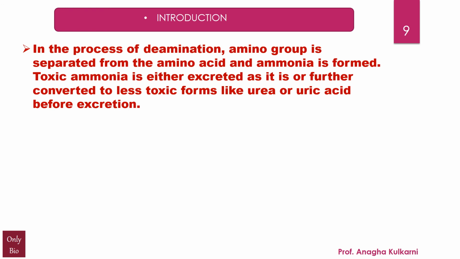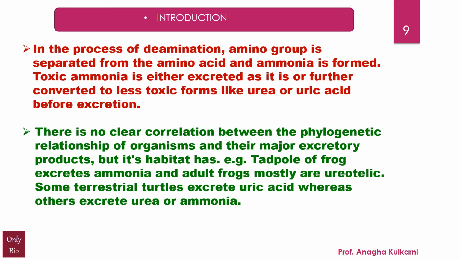There is no clear correlation between the phylogenetic relationship of organisms and the major excretory products, but habitat has. Example, the tadpole of a frog excretes ammonia and adult frogs are mostly ureotelic. Now friends, this tells us that this is entirely controlled by the habitat because that will decide the amount of water available for the process of excretion. Some terrestrial turtles excrete uric acid, whereas others excrete urea or ammonia.